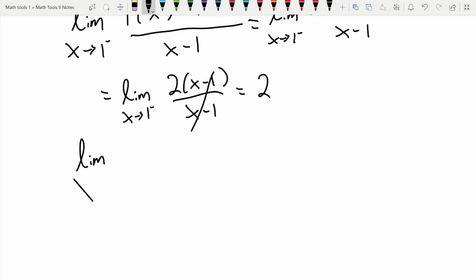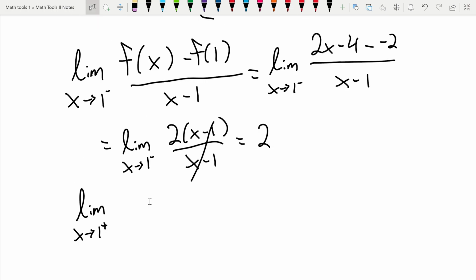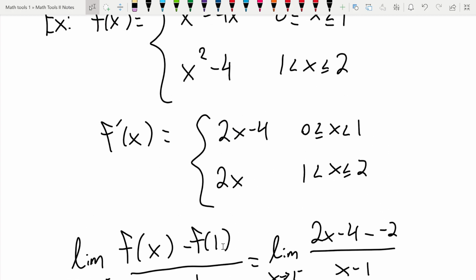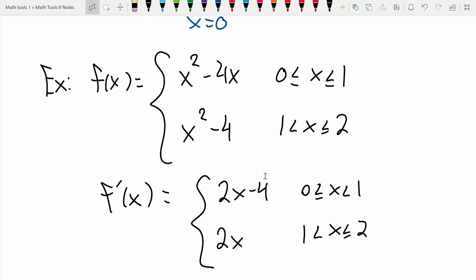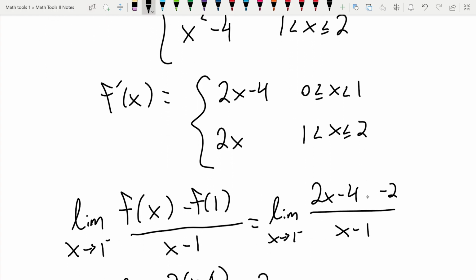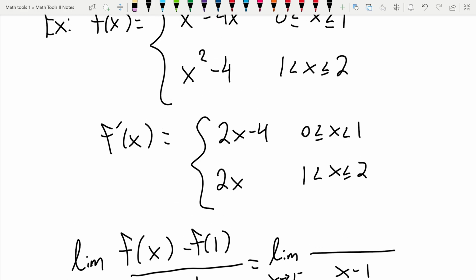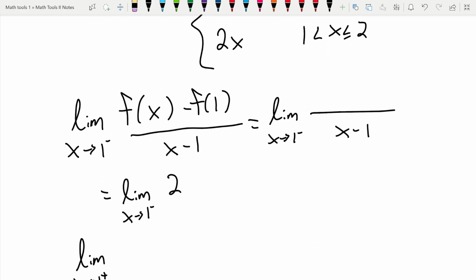Now we'll do the limit as x approaches 1 from the right side. Whoops, scratch that. That was a mistake, right? I just used f prime. We should have been using f. Okay, so let's back up a second here and look at this one again. So this should have been x squared minus 4x. And then when you put 1 into that, you get 1 minus 4, so minus a negative 3.